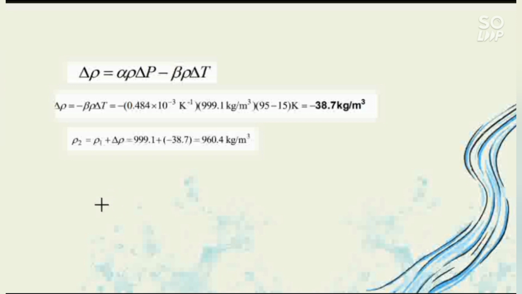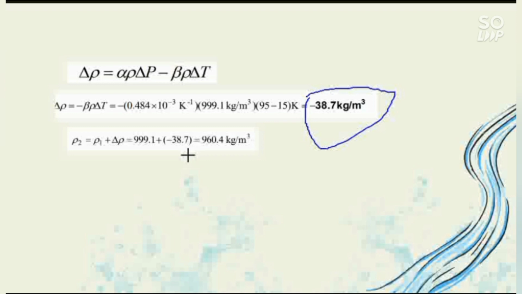The change in density due to the change of temperature from 15 degrees Celsius to 95 degrees Celsius at constant pressure is, we have the formula, the change in density equals negative beta times density times the change in temperature. So plugging in all the given, we have negative 0.484 times 10 raised to negative 3 Kelvin raised to negative 1 multiplied by 999.1 kilogram per cubic meter multiplied by (95 degrees Celsius minus 15 degrees Celsius) Kelvin, we get negative 38.7 kilogram per cubic meter.